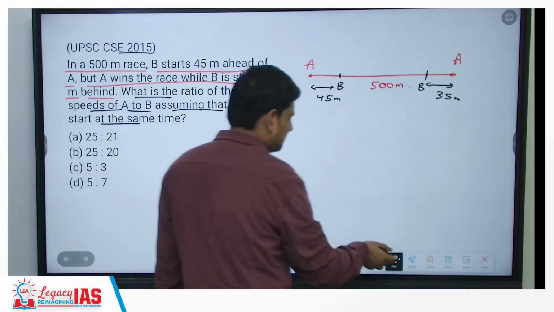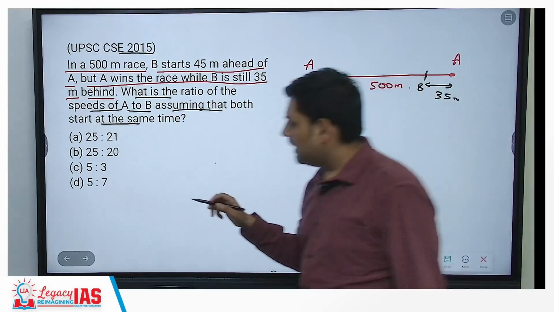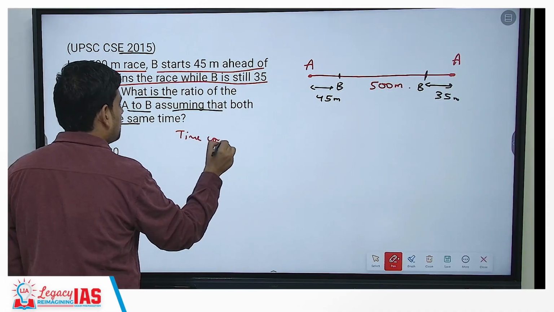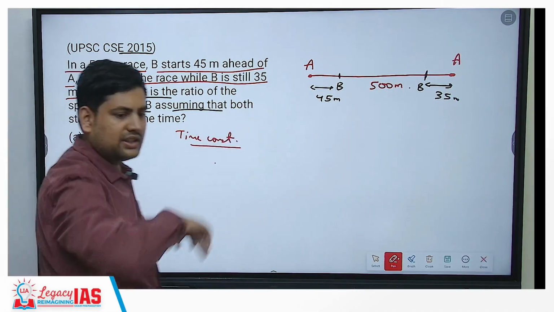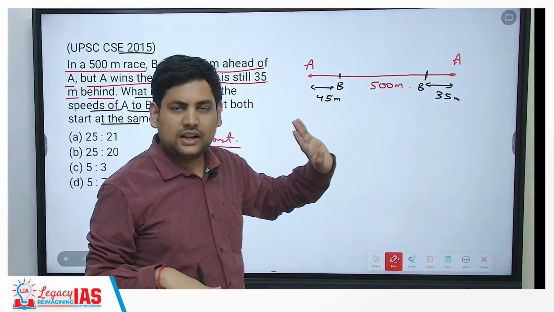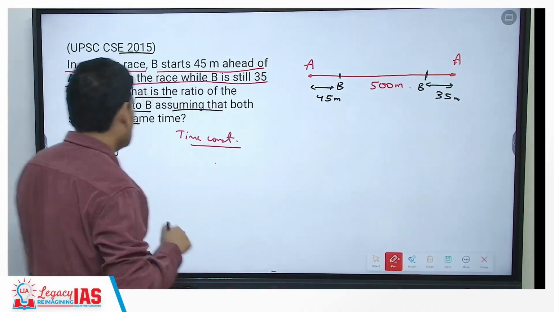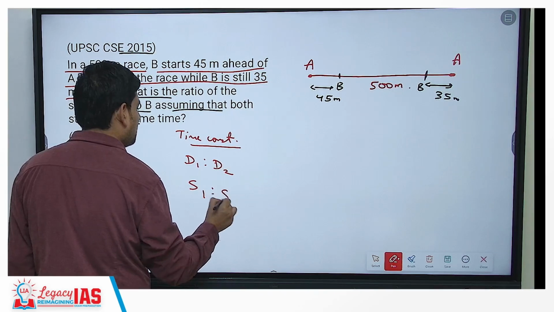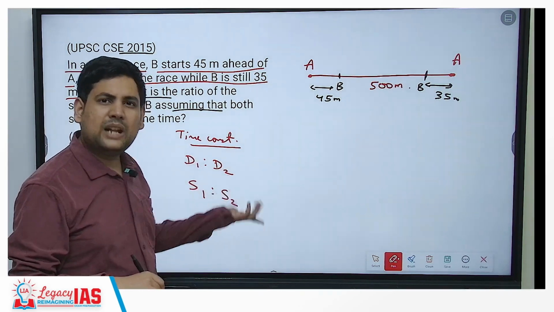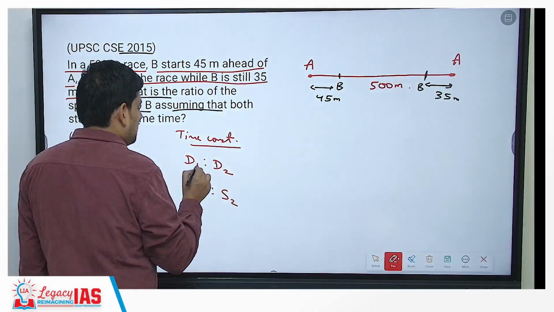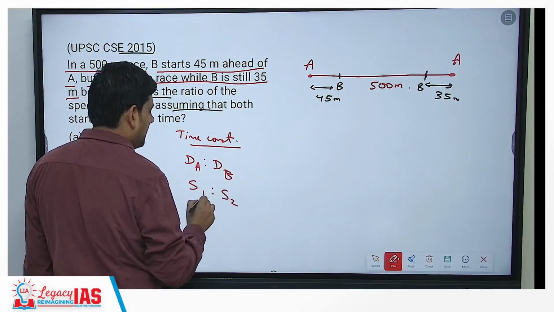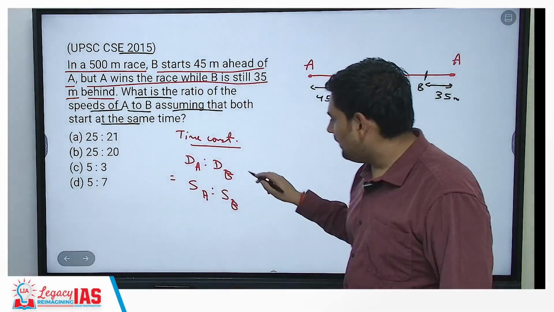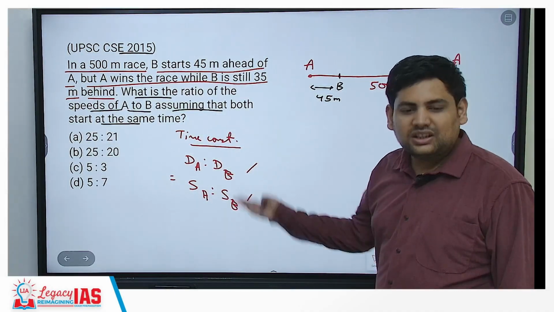Now it is asked, what is the ratio of the speed of A to B, assuming that both start at the same time. Now, by now you understand that in this case time is constant, both are moving for the same amount of time, starting at the same point, ending at the same point. So if time is constant, then distance 1 ratio distance 2 will be equal to speed 1 ratio speed 2, because speed is equal to distance upon time, time is same, so you cancel that out. That means distance traveled by A ratio distance traveled by B is equal to speed of A ratio speed of B.